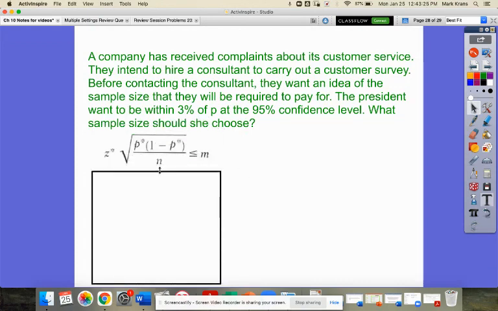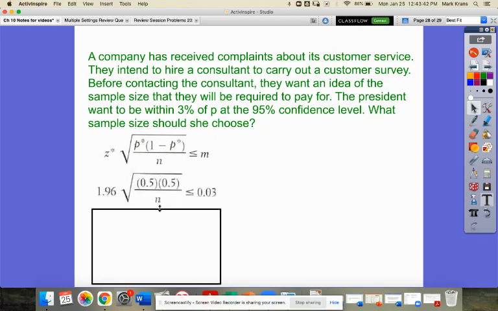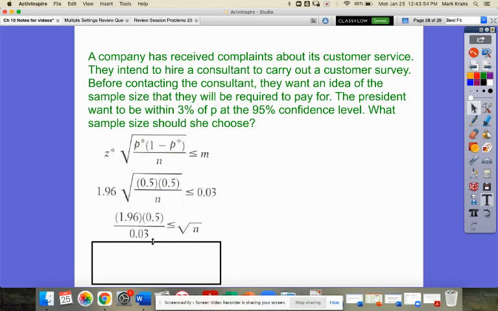We need our z star times the square root of p star, 1 minus p star, over n to be less than m. Well, if it's 95%, we know that the z star is 1.96, and since we don't know any p hats, we're going to use 0.5 and 0.5, okay? If you start solving this, first thing you want to do is isolate the square root. So we divide by 1.96, or I guess you can take the square root of the 0.5 times 0.5, but you want to isolate and divide, basically multiply by square root of n, divide by 0.03, okay?